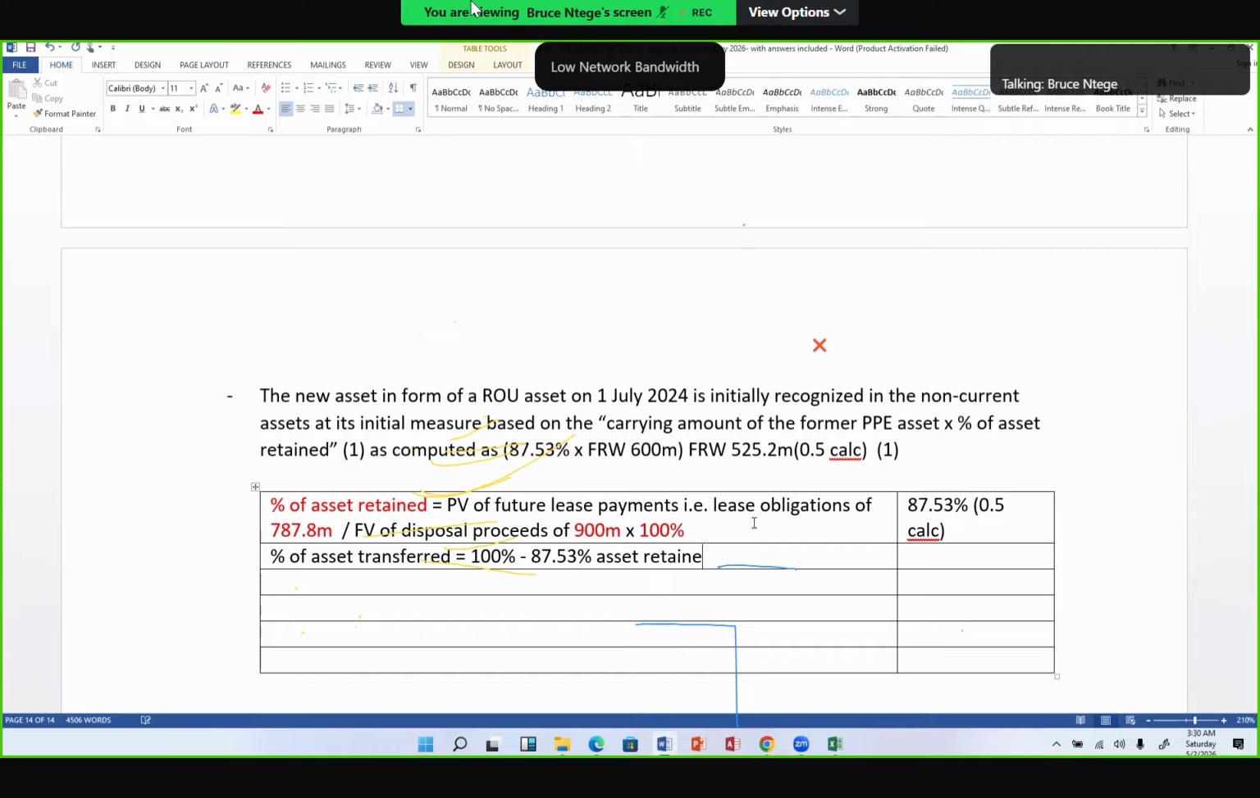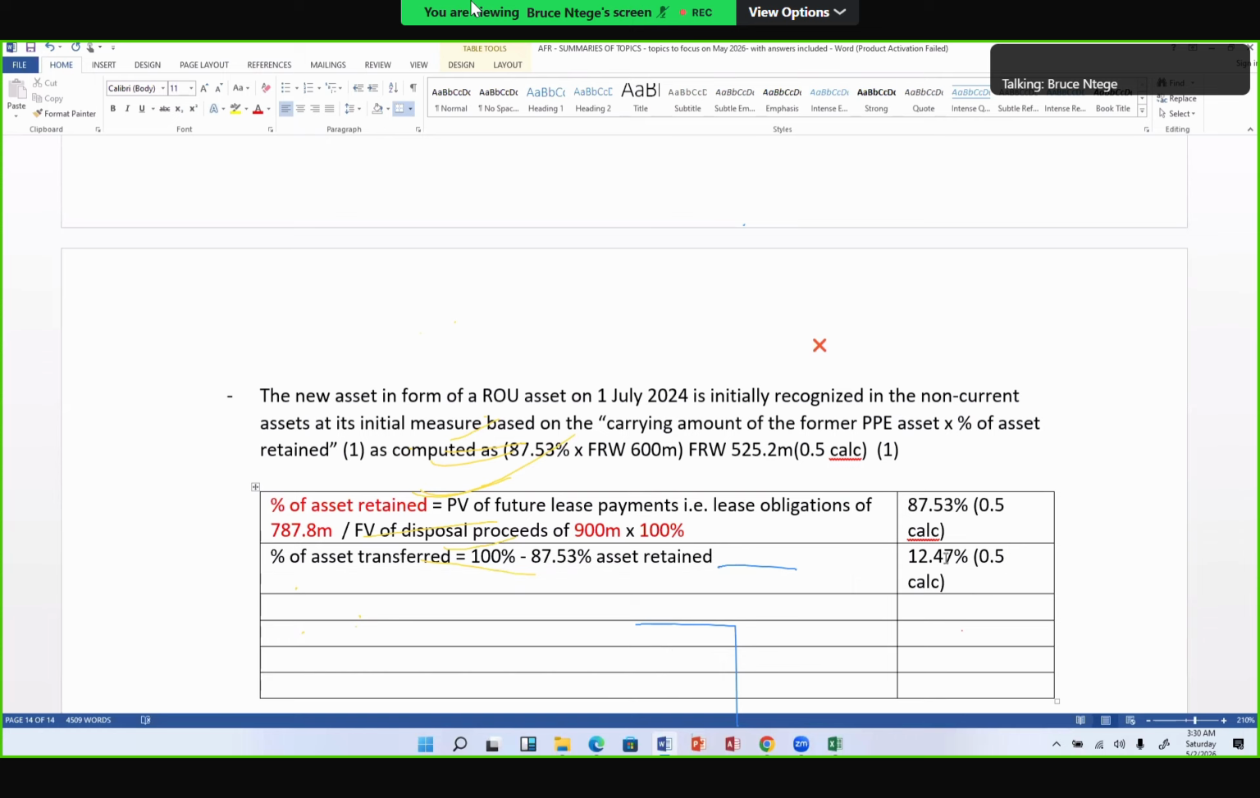So 100% minus 87.53, I'm getting 12.47. So the percentage of the asset transferred is 12.47%. That is also going to earn you a calculation mark because nobody gave you that figure. You've done it yourself. You see, along the way, you're getting calculation marks.